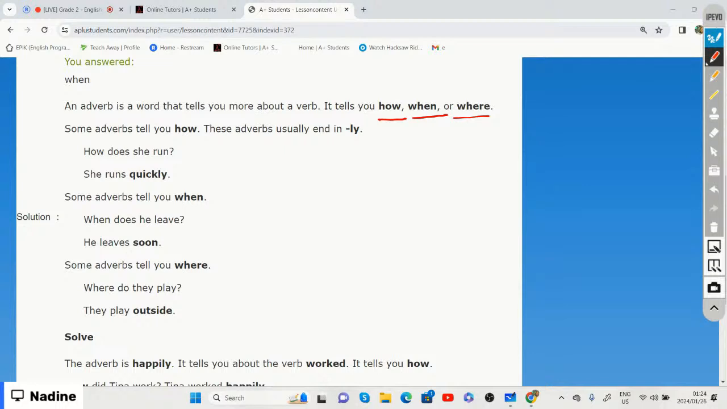And we said some adverbs tell us how. These adverbs usually end in ly, like quickly, hurriedly. Some adverbs tell us when. It's like you are saying when: yesterday, this morning, tomorrow. And some adverbs tell you where, right? And in this case, it's telling us where to play.